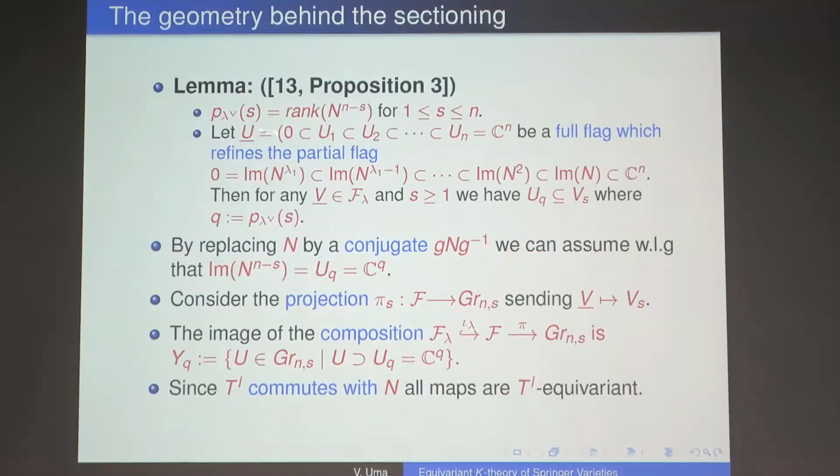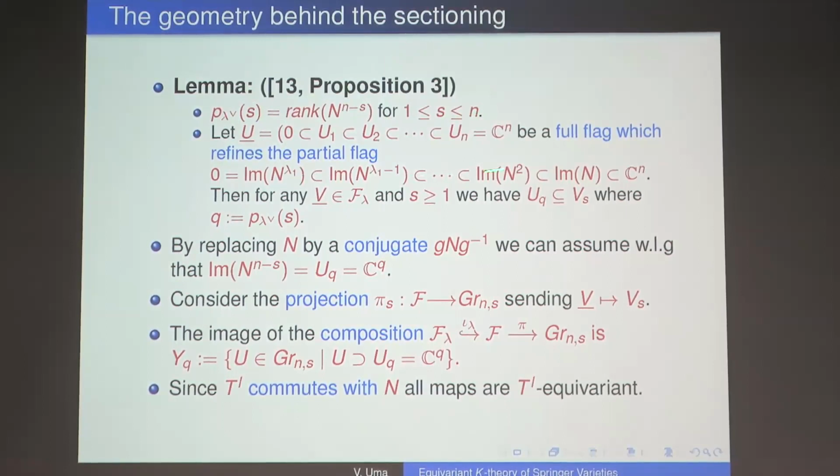Now this P_lambda check (S) are not some combinatorial numbers alone. They occur as the rank of this. We started with a nilpotent operator N. If we take the rank of the matrix N to the power n minus s, it is precisely this. This is a theorem in Spaltenstein, which I should have mentioned: this is the rank of N to the power n minus s for 1 less than or equal to s less than or equal to n.